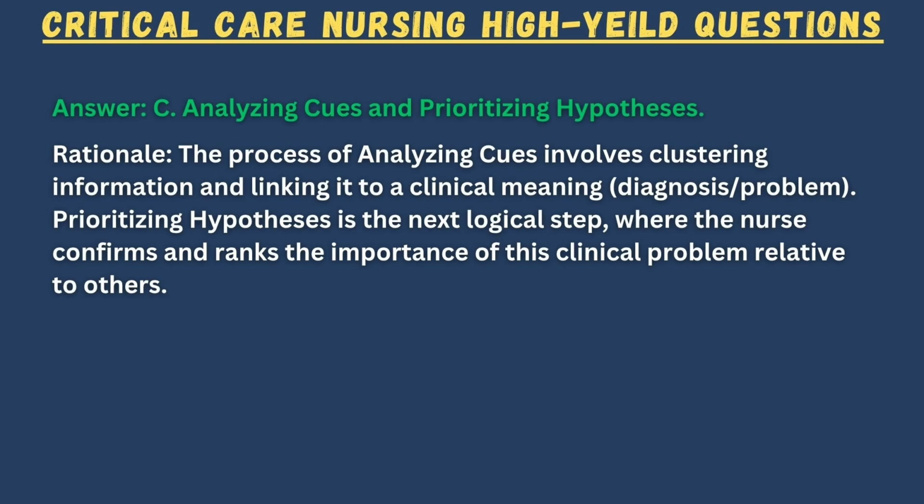Rationale: the process of analyzing cues involves clustering information and linking it to a clinical meaning, diagnosis, or problem. Prioritizing hypotheses is the next logical step, where the nurse confirms and ranks the importance of this clinical problem relative to others.